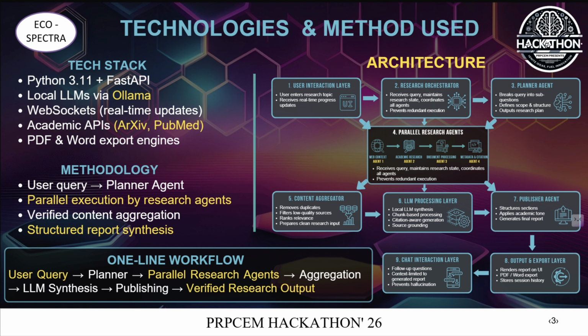Why it matters? Parallel execution makes the system fast while still being thorough and accurate. Then we have the content aggregator. Once the data is collected, everything flows into the content aggregator. This layer removes duplicate sources, filters out low quality or irrelevant papers, and ranks content based on relevance. What comes out is a clean, high quality research input.